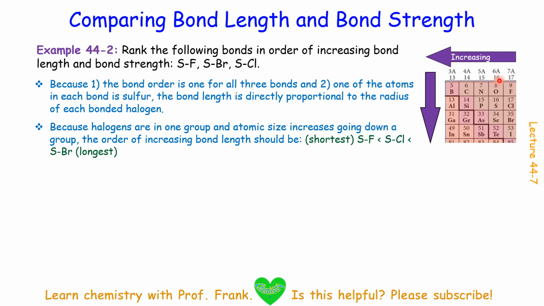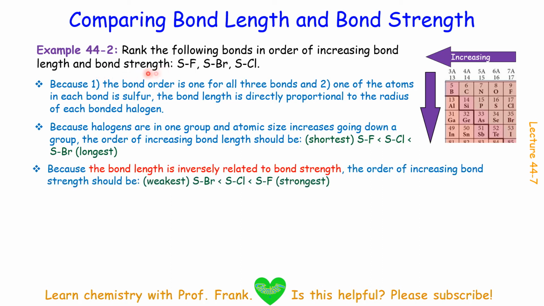So because the halogens are in the same group and atomic size increases from top to bottom, therefore the order of increasing bond length should be sulfur fluorine with the shortest single bond, followed by sulfur chlorine. This SCl bond is longer than SF bond, and then sulfur bromide bond is the longest among those three bonds. That's for bond length.